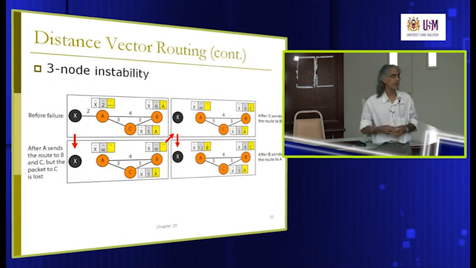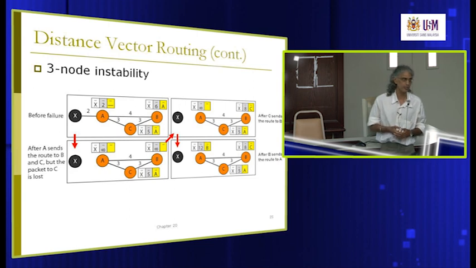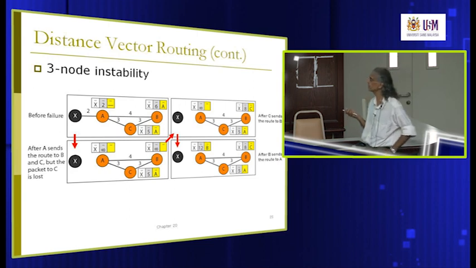Another example involves three nodes. Three or more nodes can also affect it the same way. So, a similar example. Here there are three nodes, and then again, the link between X and A fails. Now A sends updates to B and C, the direct connections. Somehow, the update from A to C gets lost. So C is not updated, but B gets updated.